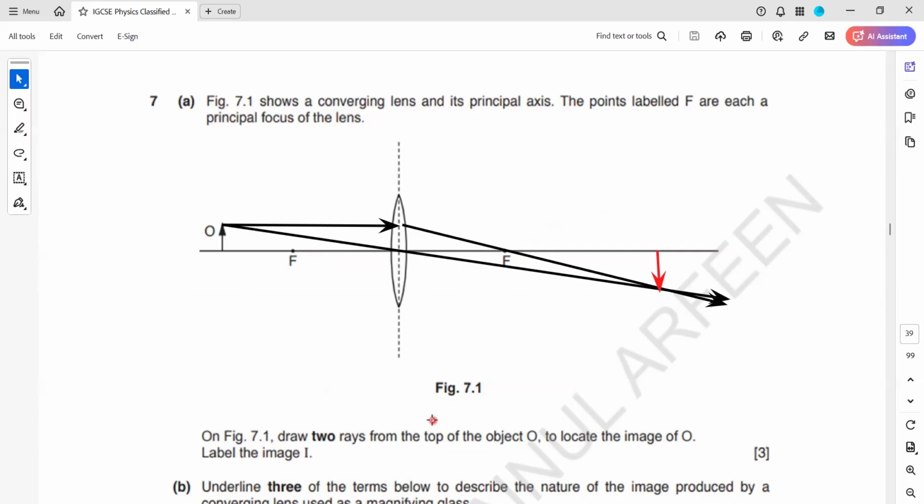We can also draw another ray. They ask us for two only, but we can draw a third, like if they ask for three rays. The ray passing through the focus will go parallel, and that will also meet at the same point. So irrespective of which rays, they all will meet at a single point.